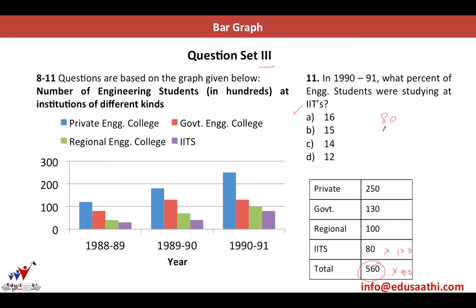So I'll do 80 divided by 560. These hundreds will cancel out in the numerator and denominator, multiplied by 100. So this gives me 1 by 7 into 100, which is nothing but 14.28%. So the nearest option here is 14, the C part.